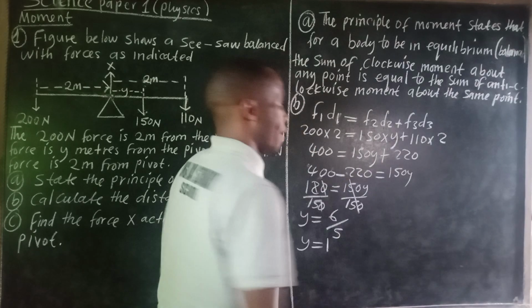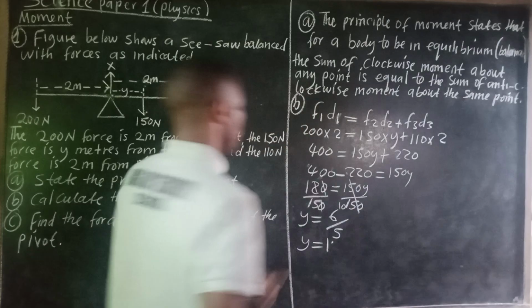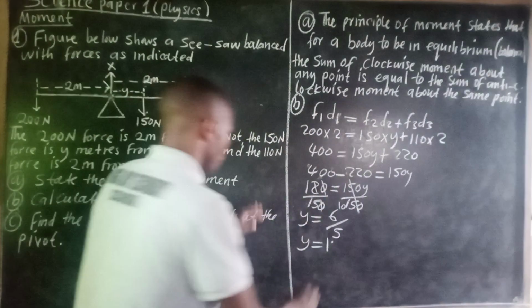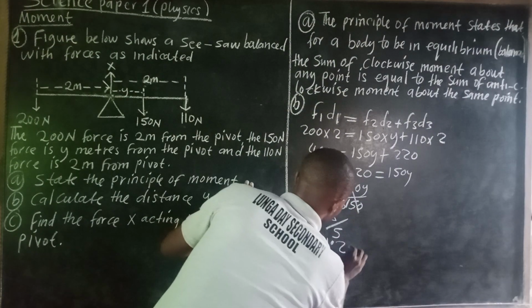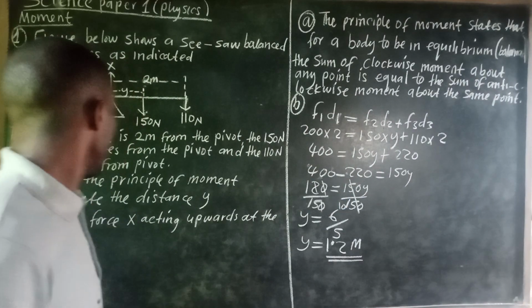So y is equal to 6 over 5. 5 into 6 is 1, remember 1. We put a point there. Then 5 into 10, the answer is 2. So y is equal to 1.2 meters. We have answered that question.